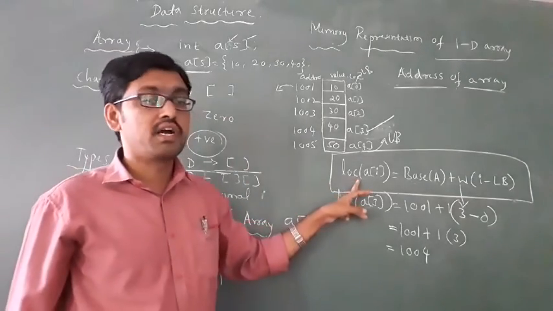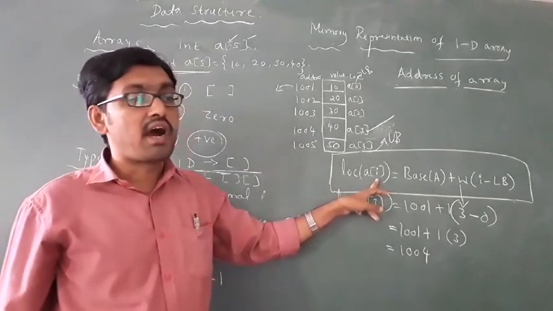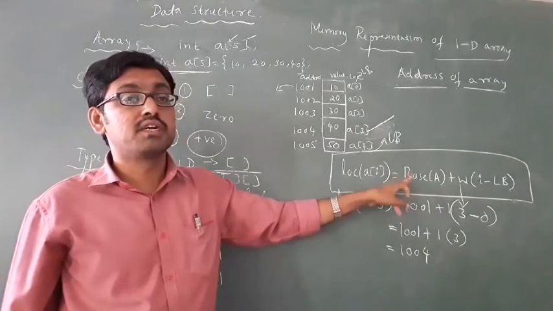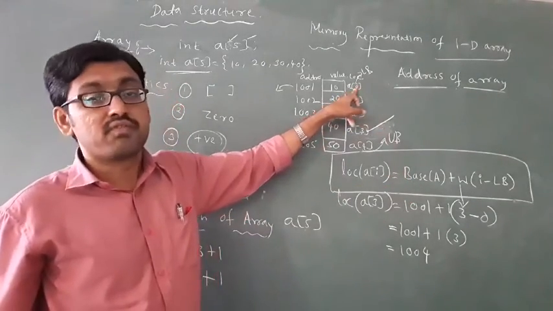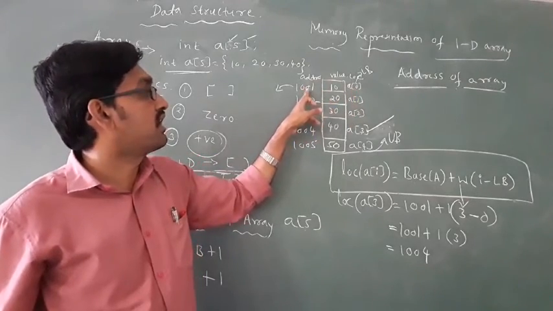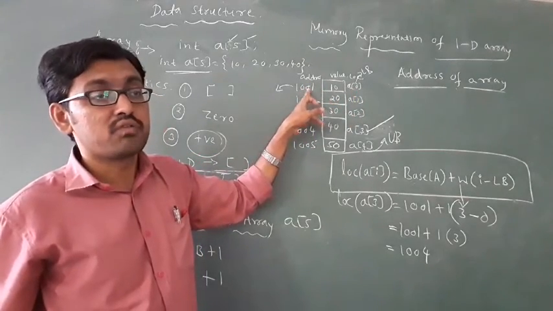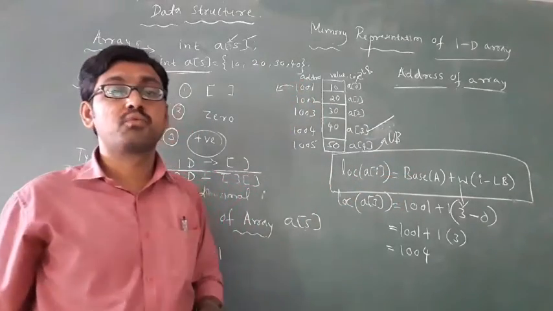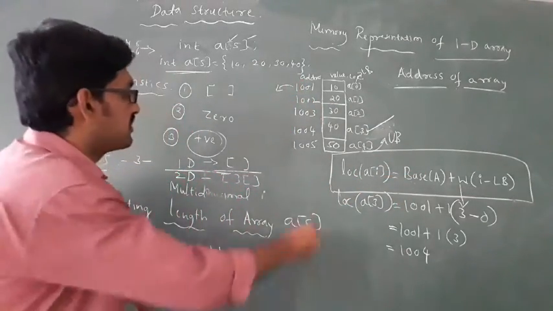You have a formula: location of A of I means location, then base address. What is base address? Base address is nothing but the first address of the array. 1001 is the first address. Okay, the plus W means always word length.